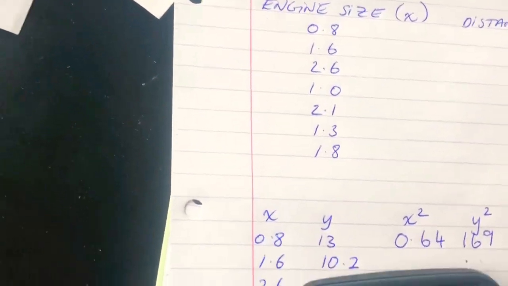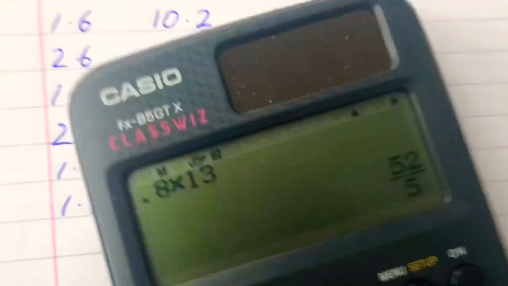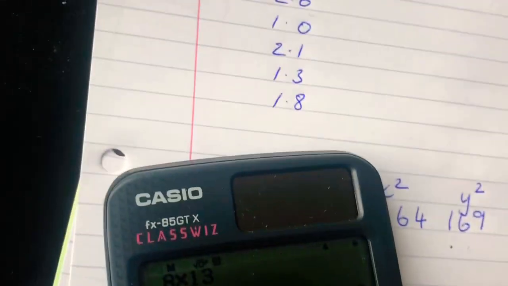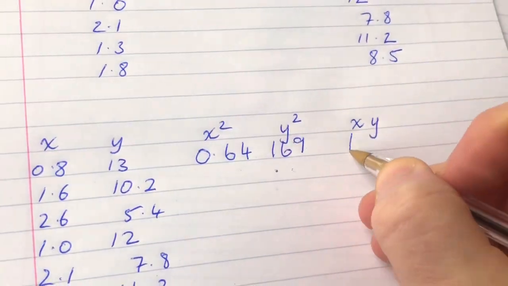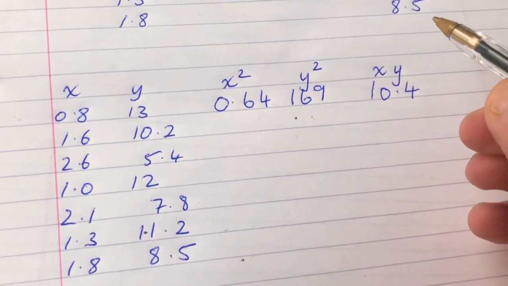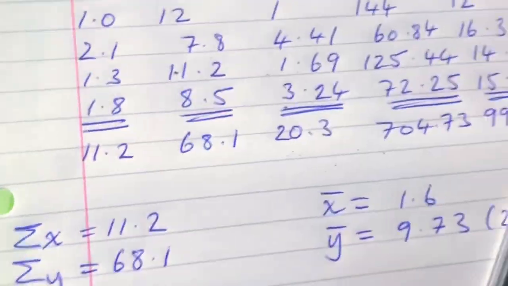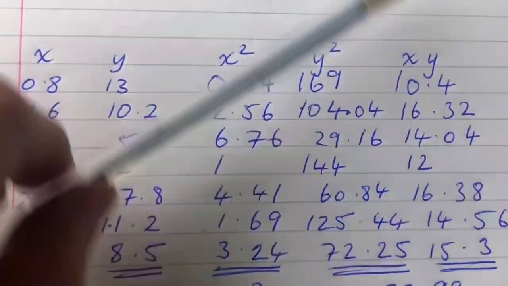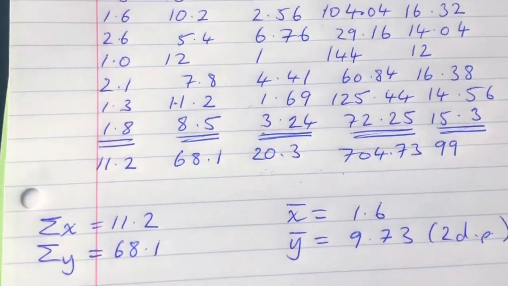I think I will use a calculator. So 10.4. So I'll fill in the rest of the columns and then we'll see what we can do with these numbers. Here we go. The columns have been filled out, and I will explain how we can deal with these numbers.